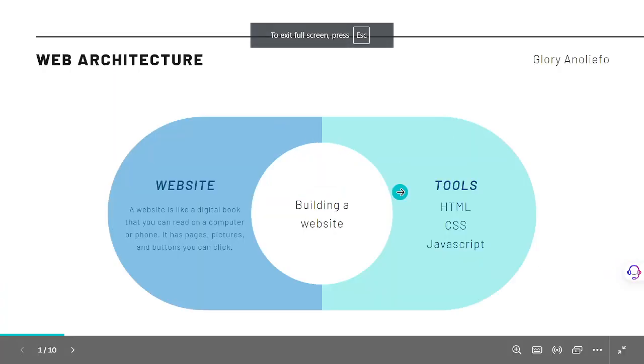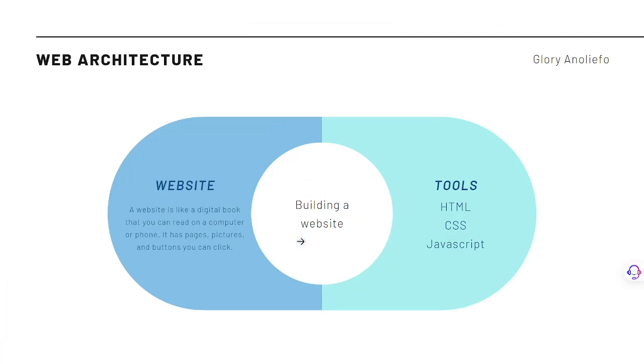Now that we understand what a website is, how do we build a website? So building a website is just like when you go to the kitchen, you need a pot to cook, you need a spoon, you need some equipment in the kitchen in order to make your food. All right. That is how we need tools to make a website. So what are the tools that we need to make a website? They include HTML, CSS, and JavaScript. Each of these tools we're going to understand in a bit.